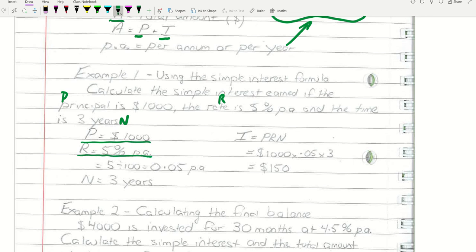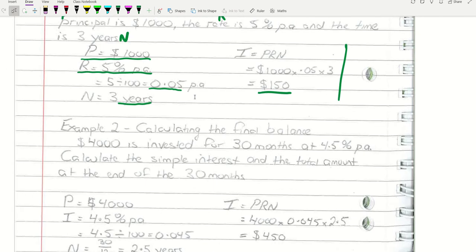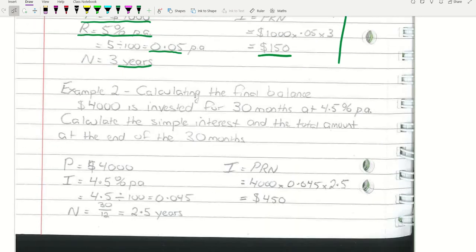Now our R is 5% per annum. Remember, we want to change that to either a fraction or a decimal before we put it into the formula. You can do either, but we've got 5 divided by 100 equals 0.05 per annum, and our number of years is 3. Putting in our formula, I is equal to P, 1,000, times R, 0.05, times N, 3. We put all that in, and what comes out of our calculator is $150. There are going to be lots of different questions on this, and they'll all be similar.